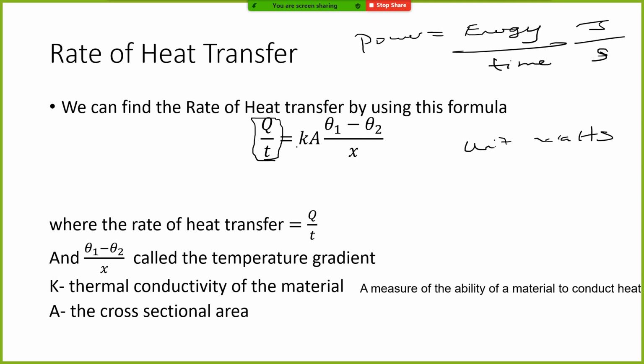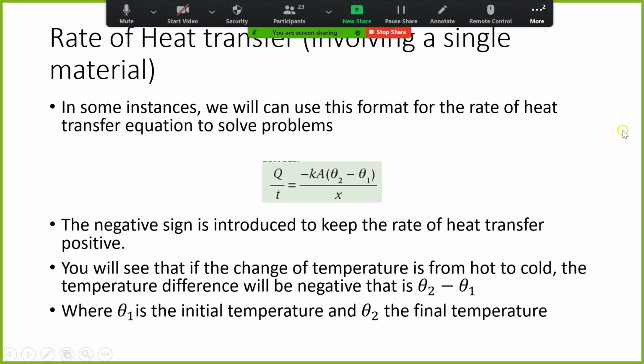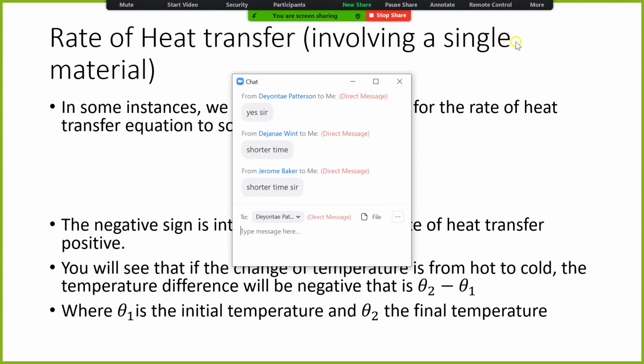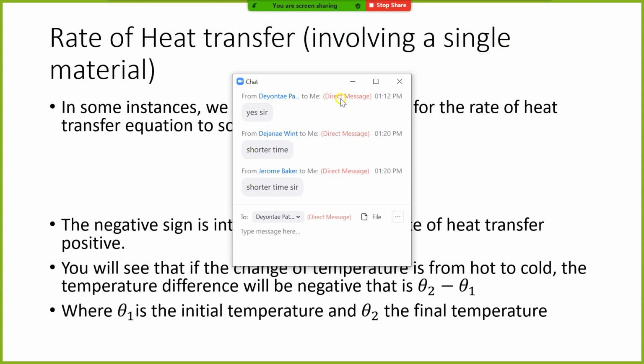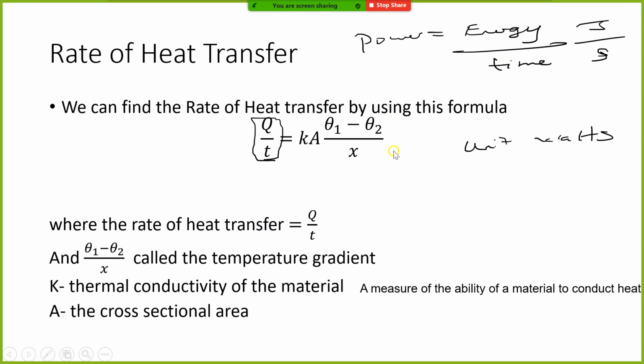Shorter time there. Shorter time? Okay. Yes. All right. Anybody else want to butt in on that? Let me check the group. Shorter time. All right. Yeah. Shorter time. Okay. Yes. So yeah, we're going to work with shorter time. It's somewhat tricky sometimes, but yes, let's work with that.